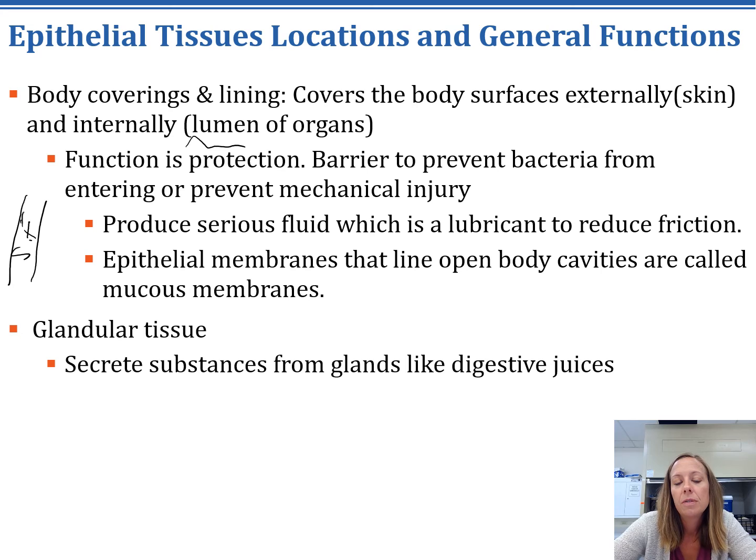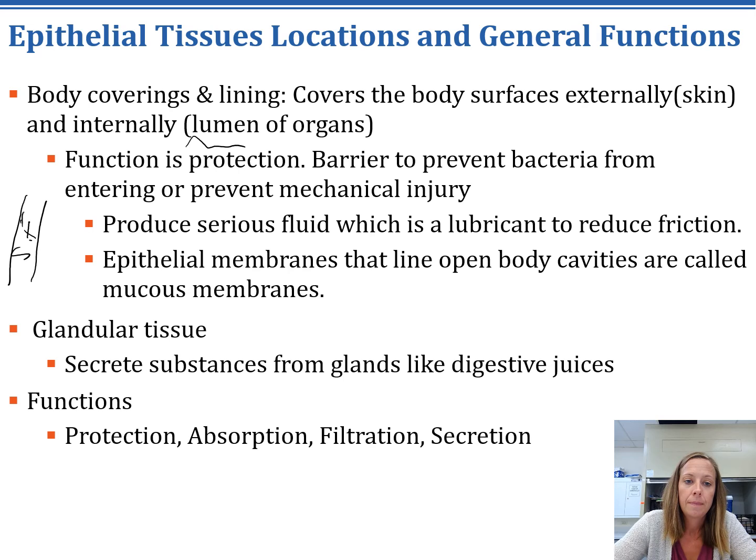Another location or function for epithelial tissue is glandular tissue. This would be the fact that epithelial tissue makes up glands, and the glands are going to secrete substances, things like digestive juices. The function of epithelial, in general, all epithelial tissue is going to either protect, absorb, filter, or secrete, depending on the different types.